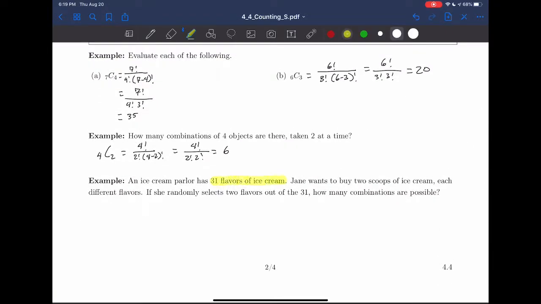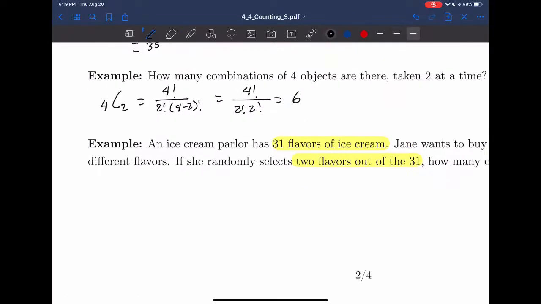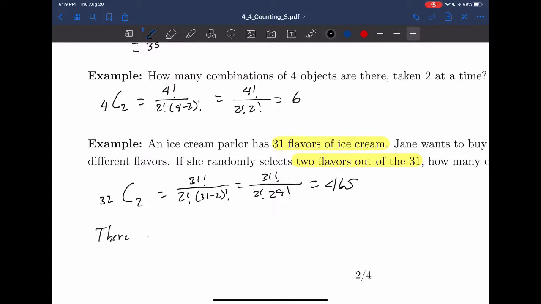Next, let's say an ice cream parlor has 31 flavors of ice cream, and Jane wants to buy 2 scoops of ice cream. So here, there's 31 choose 2, which would be 31 factorial over 2 factorial times 29 factorial, which is 465. So in words, there are 465 different combinations.